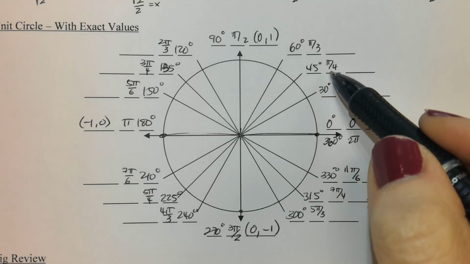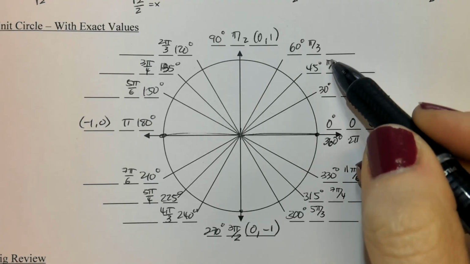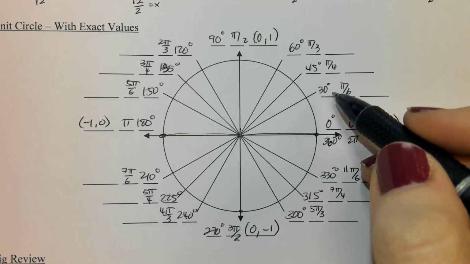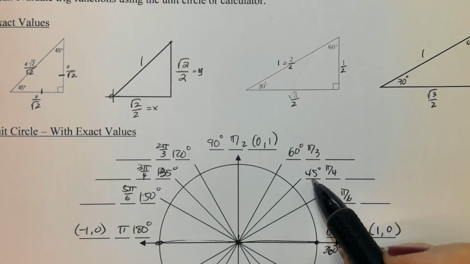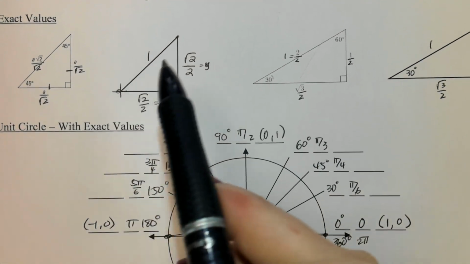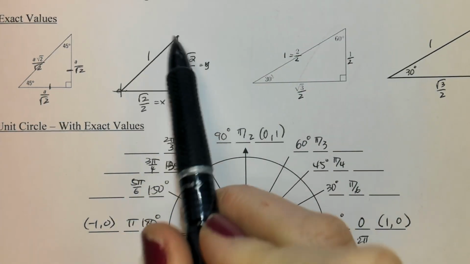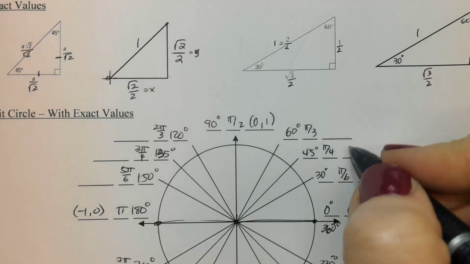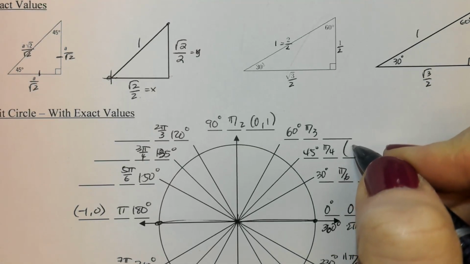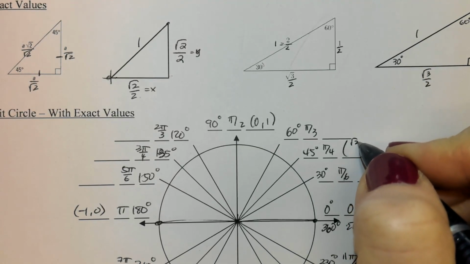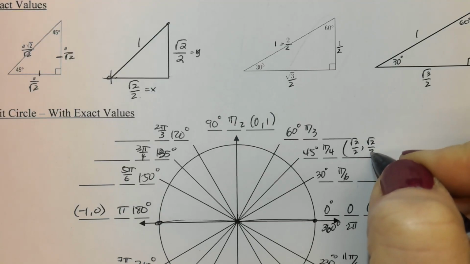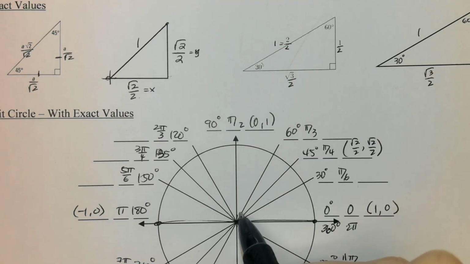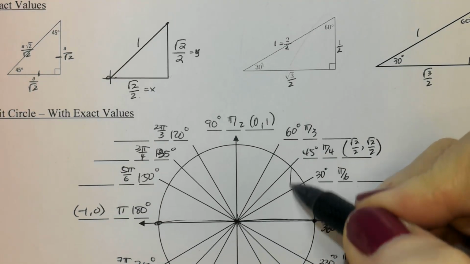Now let's talk about our 30, 45, and our 60. So in your 45-degree triangle, we're talking about our x and y value to get to that point. So to go over, we would need a square root of 2 over 2, and to go up, we would need a square root of 2 over 2. So it's just a coordinate, remember, so it's just an x and a y. So it's square root of 2 over 2 and square root of 2 over 2. So whatever I go over has to be the same amount that I go up.